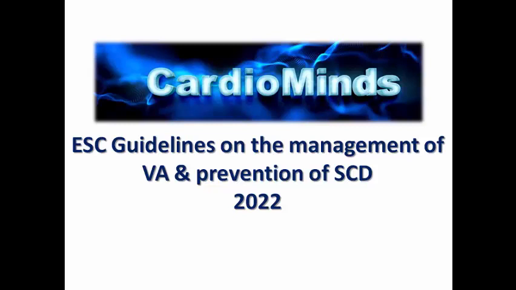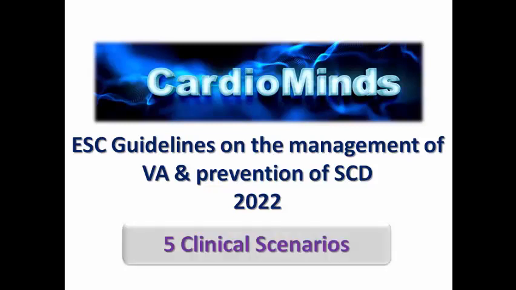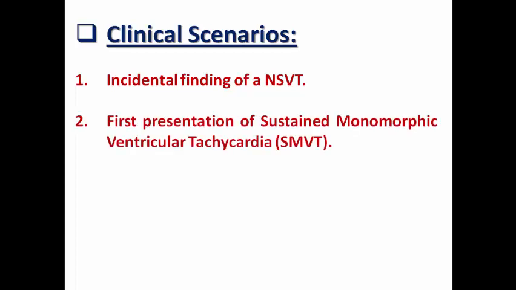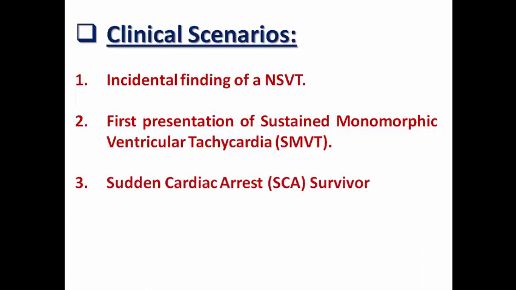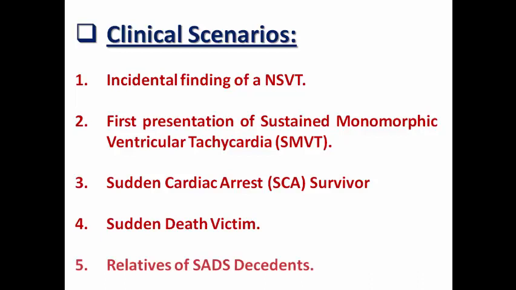Death. And today we are having 5 interesting clinical scenarios and how to deal with them. The 5 scenarios that we are going to discuss today are incidental finding of non-sustained VT, first presentation of sustained monomorphic VT, sudden cardiac arrest survivor, sudden death victim, and relatives of sudden arrhythmic death syndrome decedents.